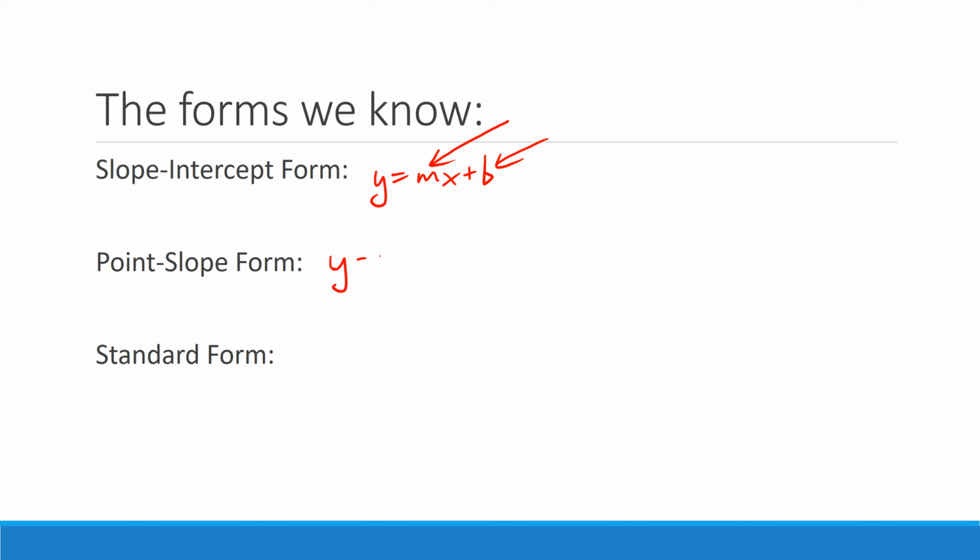Point slope form. Also very helpful, y minus y1 equals m times x minus x1. Again, very useful. The m represented the slope. This x1, y1 represented a point, x1, y1, a point on the graph.